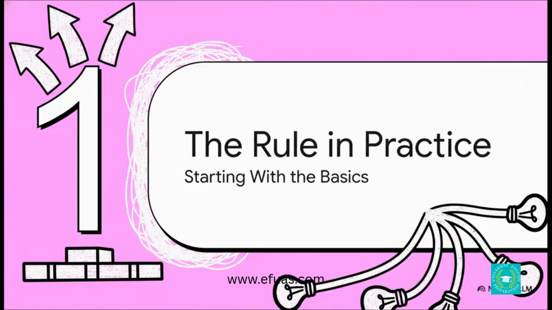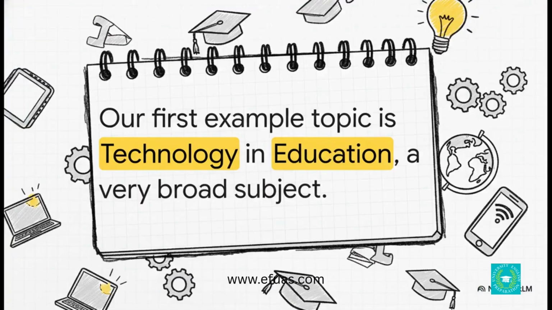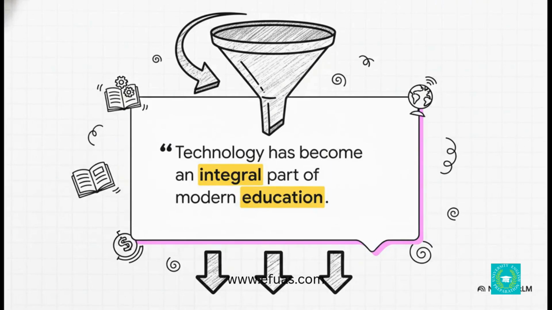Okay, so let's see how this actually works. We're going to start with some simple, clear examples just to get a feel for the structure. Let's take a pretty common academic topic, technology in education. That's a huge subject, right? So we definitely need to narrow it down, and fast. We'll start with our broad declarative sentence. This statement is true, it's general, and it sets the stage without really making an argument. This is the top of our funnel.